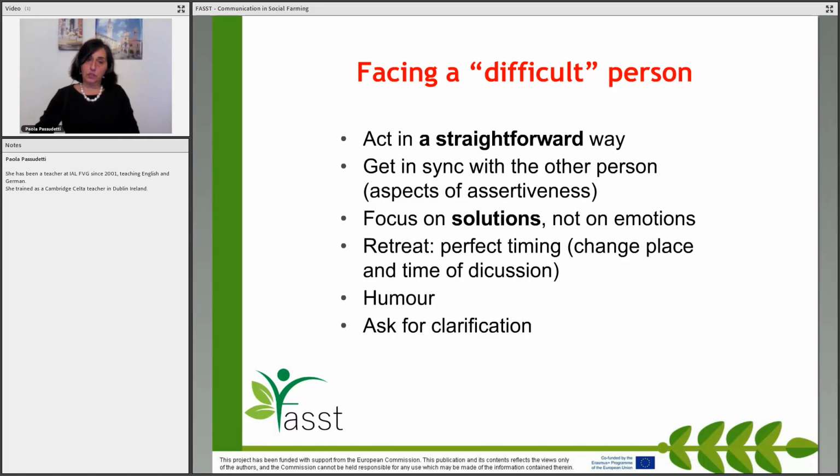Something about your actions. You should act in a straightforward way when dealing with a difficult person. Try to be as direct as you can. Get in sync with the person. Focus on solutions, not on emotions, a very important aspect. And time your retreat. Use humor, and if necessary, ask for clarification.